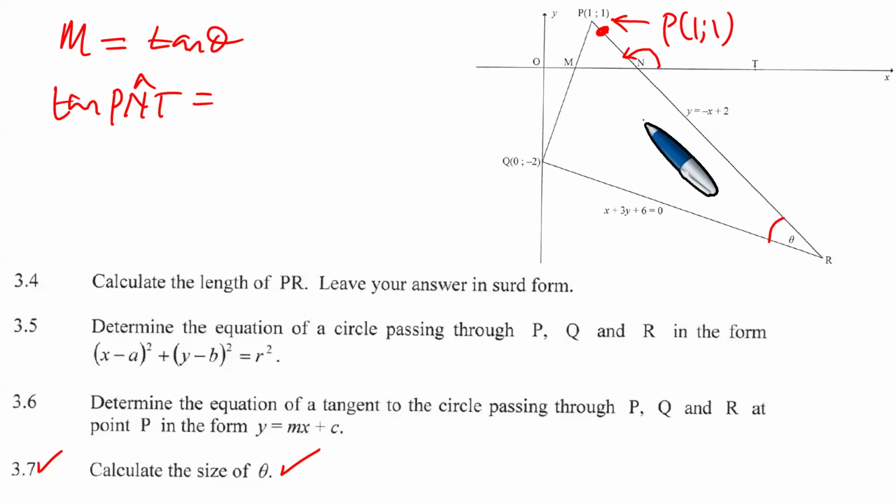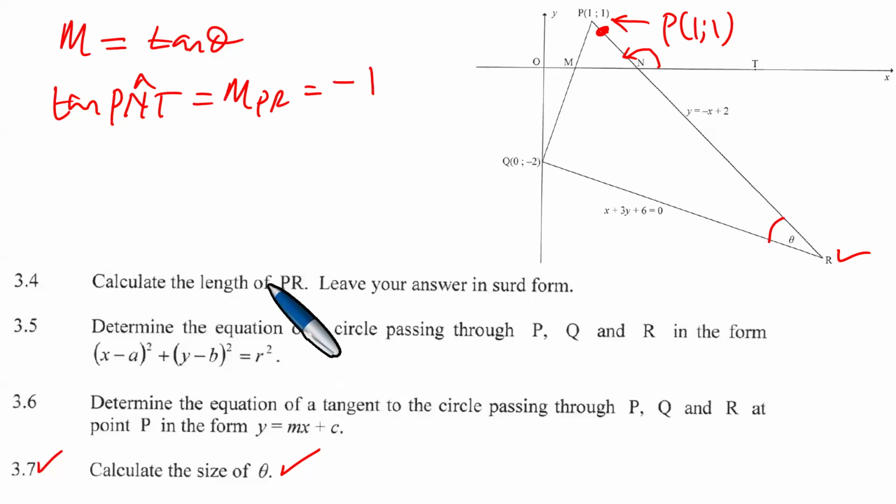By P and T, we want to find this angle. What is this? P and T is the gradient of PR. Because this is one line, the tangent of P and T will be the same as the gradient of the line P to R, and the gradient is -1.